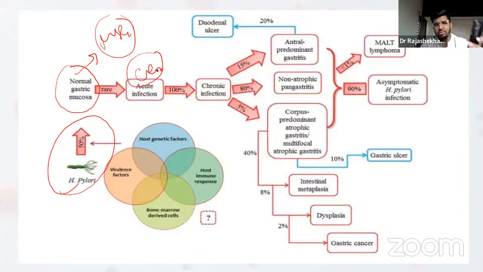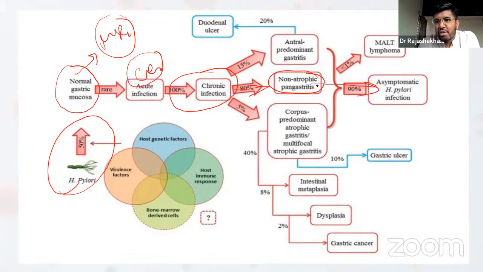So after having acute infection in a very rare patient, which may present with the symptoms of dyspepsia as an acute setting, the majority of the patient or all of the patient progress to have a chronic gastritis. So in this chronic gastritis, the majority of the patient usually present with a non-atrophic pan-gastritis.